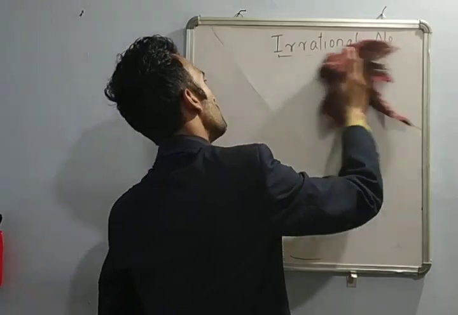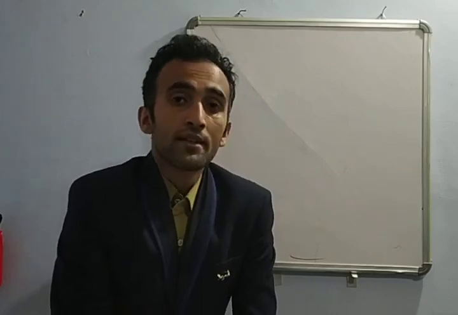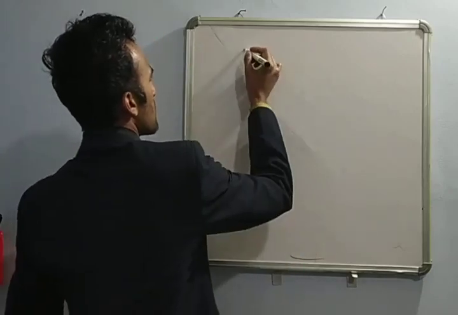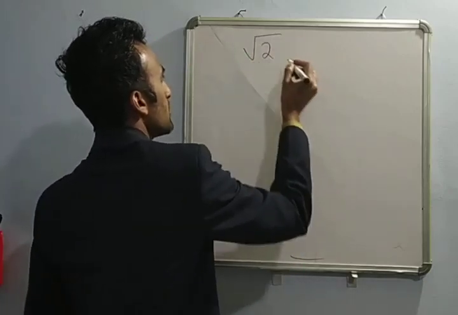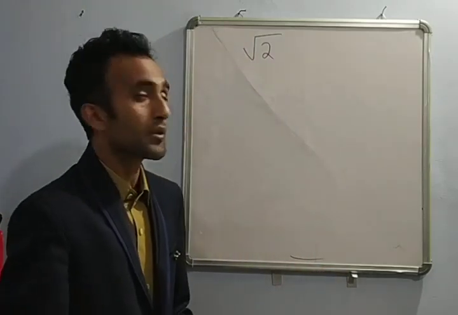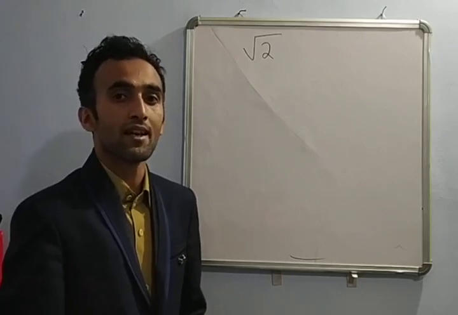Then how to prove something is irrational? I am going to show you today a very important point, how to prove that something is irrational. Let me try with square root of 2. Now you know that root 2 is what? Rational or irrational? Root 2 is irrational. But how to prove it is irrational?